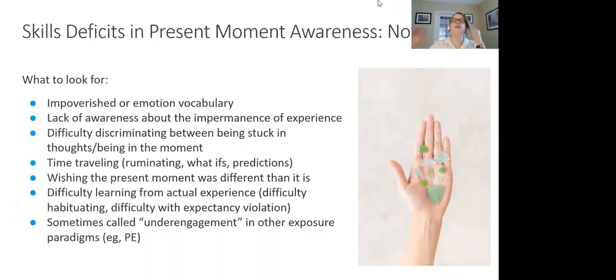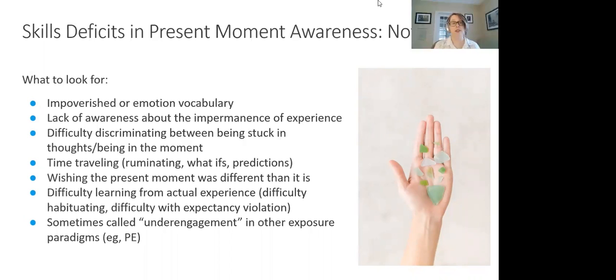Or what if this happens? Or ruminating. Well, last time I did that, I was so triggered after that exposure that I don't want to do it again, right? We call that time traveling. It's another sign that we're not here right now in this moment, from a very stolid place, choosing the next step, right? Wishing the present moment is other than it is, right?